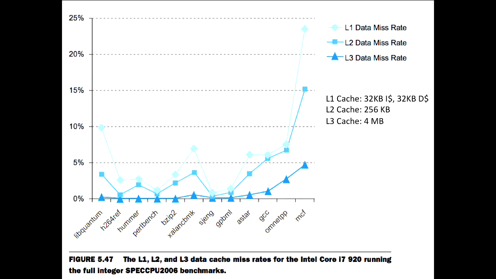So here's some actual data. I think this is from the textbook. What this is showing you is that this axis is different benchmark programs with different input data. There are 3 curves representing level 1, level 2, and level 3 miss rates. This is percentage miss rates on the y-axis.